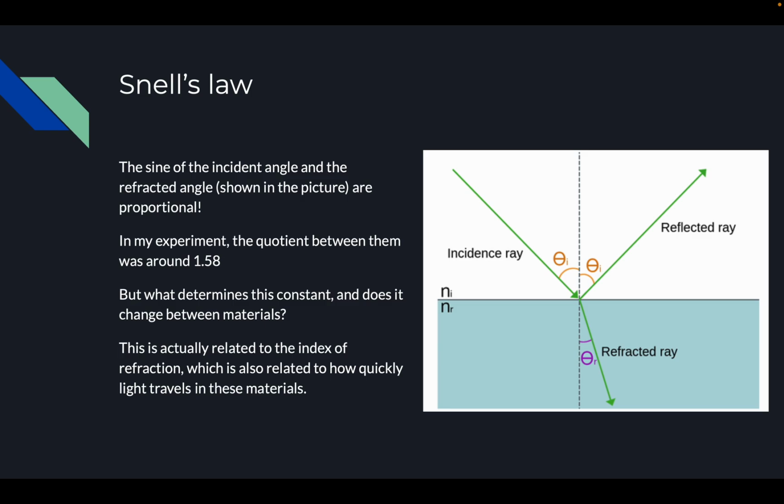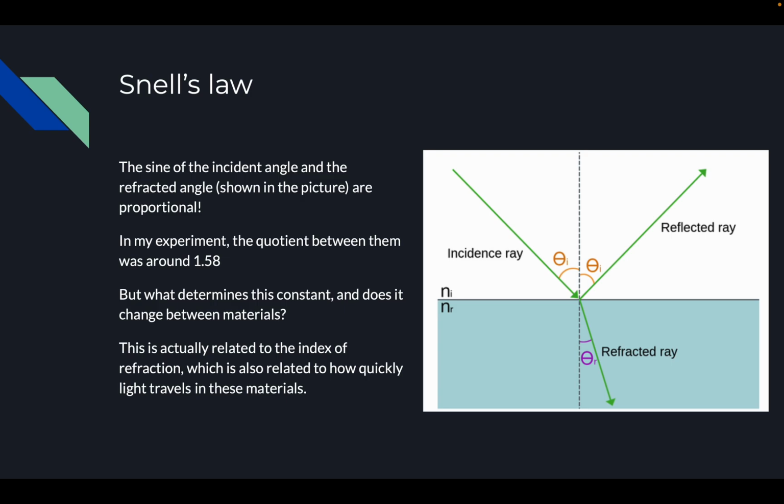Which means that we've proven that the sine of the incident angle and the sine of the refracted angle shown in this picture are proportional. In my experiment, the quotient between them was around 1.58. But really, what determines this constant? And how does this change between materials? We did an experiment with glass, but how does it work with other ones? Maybe water or diamond.